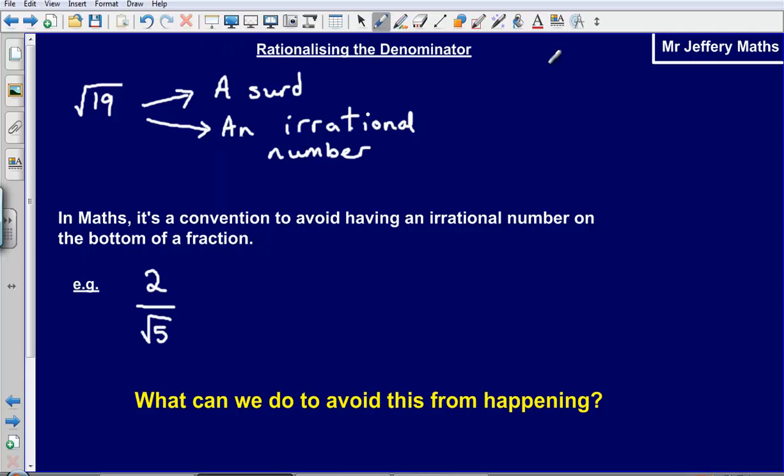Welcome to a video taking a look at surds. In this video we're taking a look at rationalising the denominator.